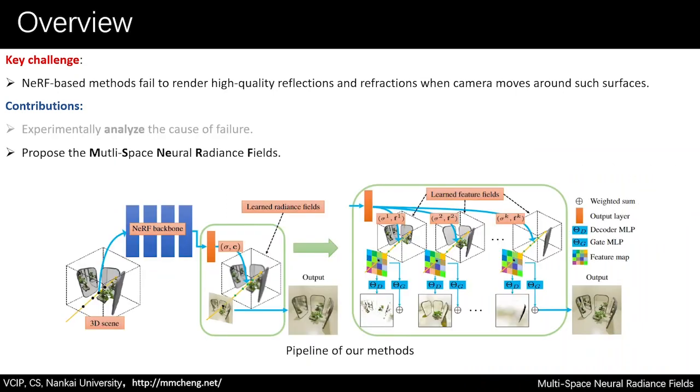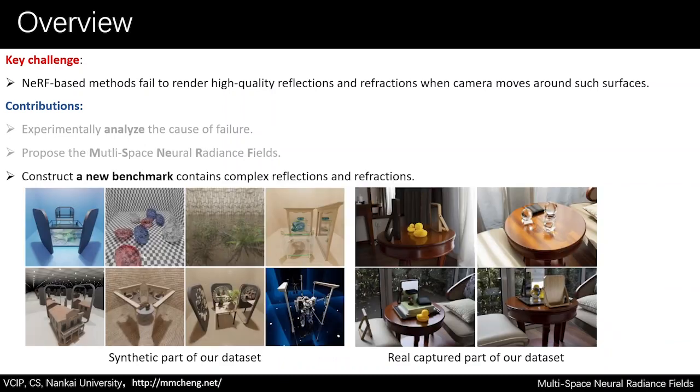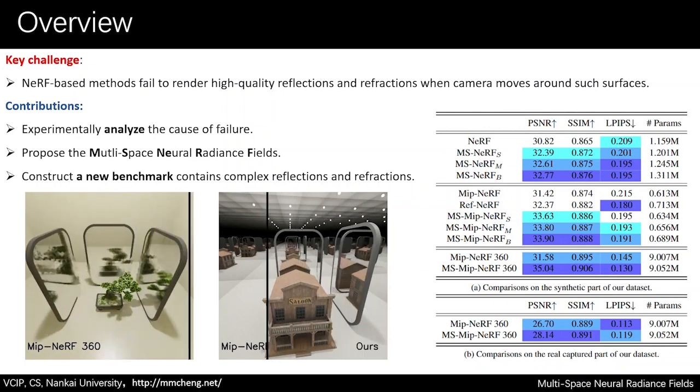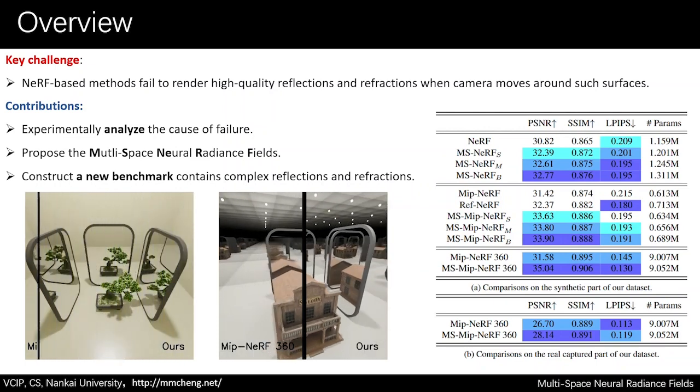Based on our analysis and assumption, we propose the multi-space neural radiance fields in the form of a lightweight module, which produces multiple pairs of densities and features instead of one to represent the multiple subspaces. We also construct a new benchmark with complex reflection and refraction to evaluate NeRF-based methods. Our method outperforms the existing methods by a large margin, both quantitatively and qualitatively. We will further discuss the details of our paper.